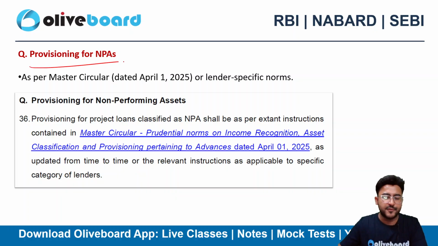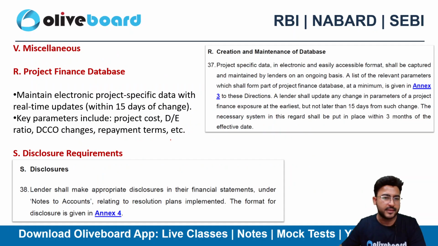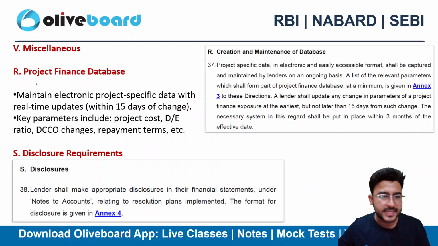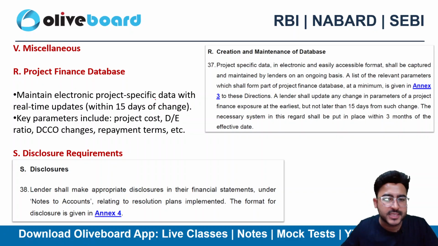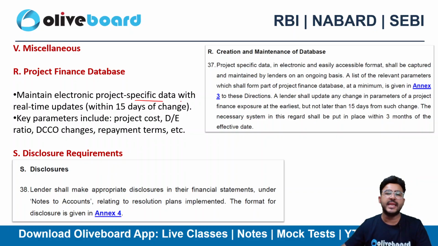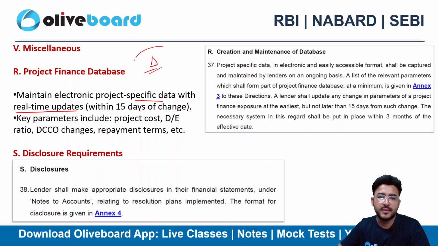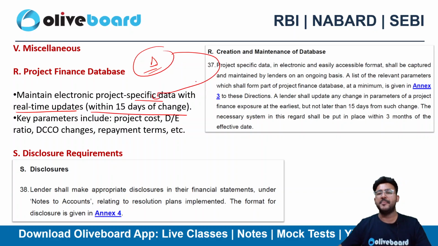Rest for provisioning for NPAs, we do have the prudential norms wala criteria already, right? Now here are some miscellaneous things as well. Maintain electronic project specific data. So you need to maintain electronic project specific data with real time updates as well, right? Let's suppose there is a change, then within 15 days of that change the data must be updated, right?